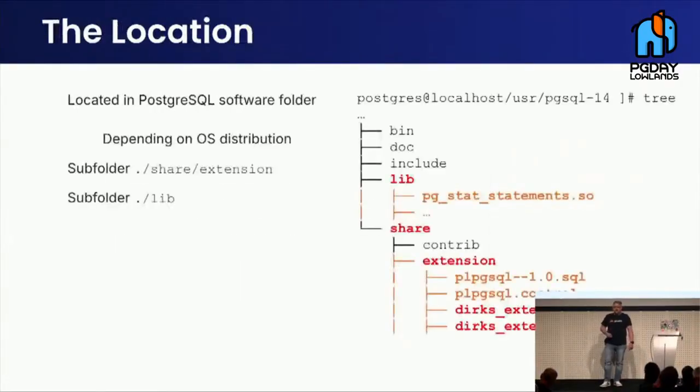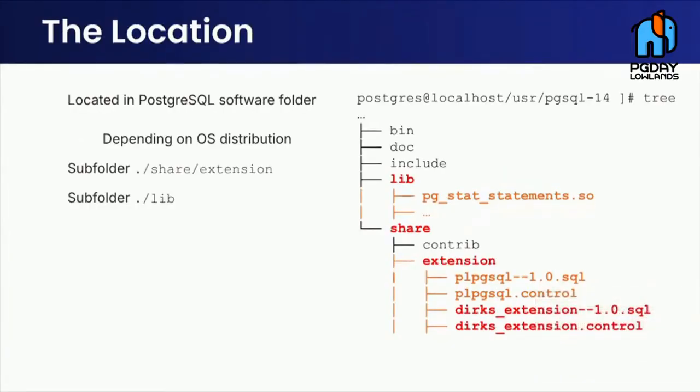So where are the extensions when you look on your server? There are two important folders, share extension and lib. Here you can see the lib folder where you will find the compiled versions of the extensions, in this case pg_stat_statements, just as an example. And then there is the extension folder where you can find the control file and the related SQL script. So if you have a SQL-only extension without any compiled code, then you only have to look at the share extension folder. That's it.